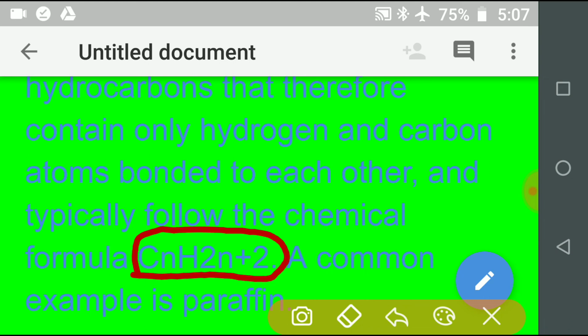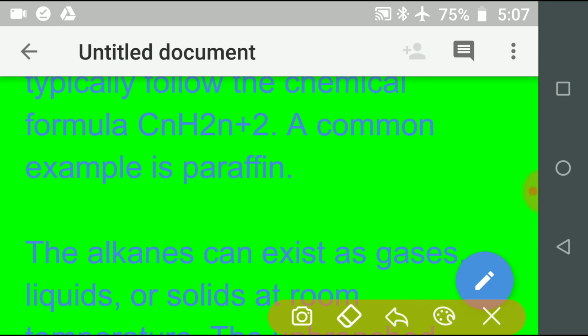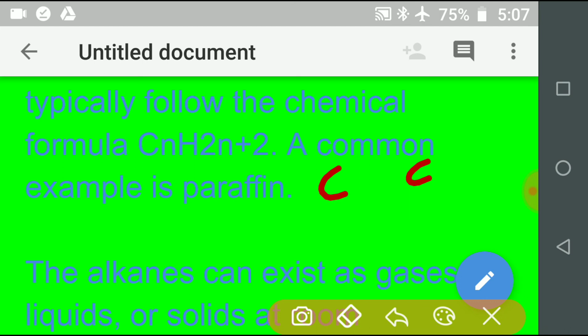Alkanes are one of the saturated hydrocarbons. They occur in three types, namely straight chain, that is straight like this, then branched chain, that is branched like this, and then closed chain, like this, closed chain.